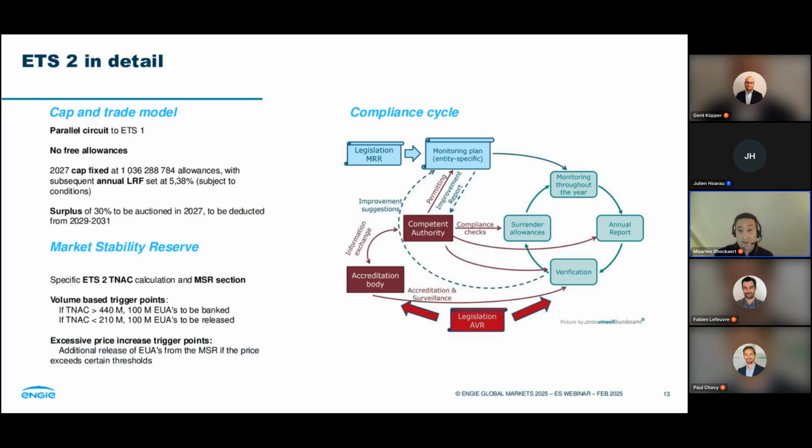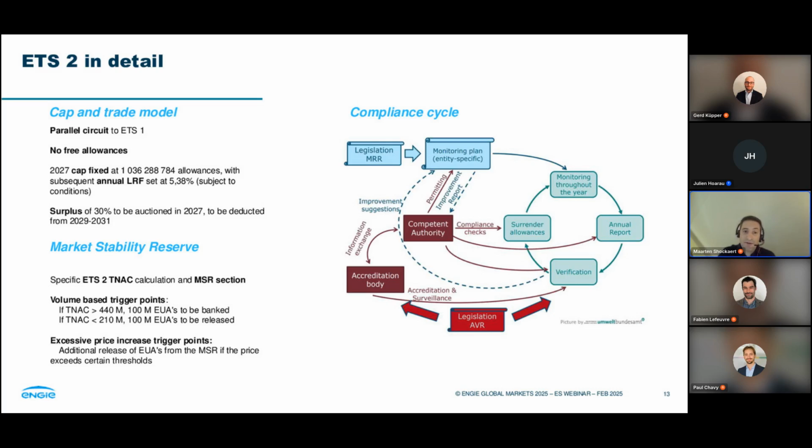ETS2 is a cap and trade model, so it will be a parallel circuit to ETS1, so there is no direct link between the two. There are no free allowances, as said. The EU27 cap has been fixed at just over 1 billion allowances, and there is an annual reduction of the cap of 5.38%, subject to certain conditions. In the first year, there will be a surplus of 30% of allowances to be auctioned, which will then be deducted over the period from 2029 to 2031.